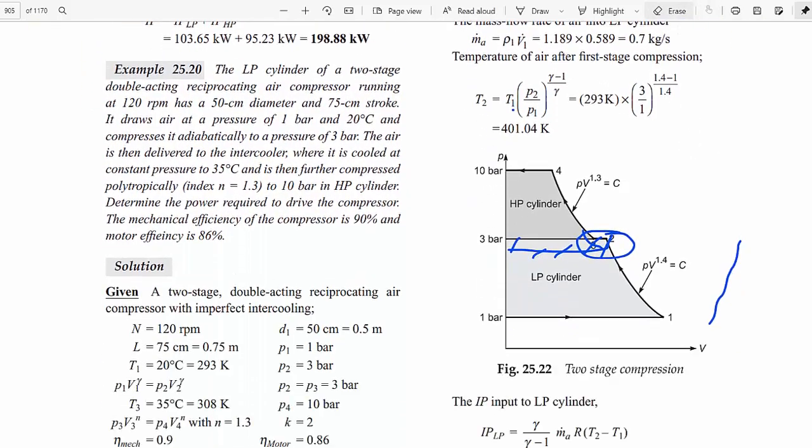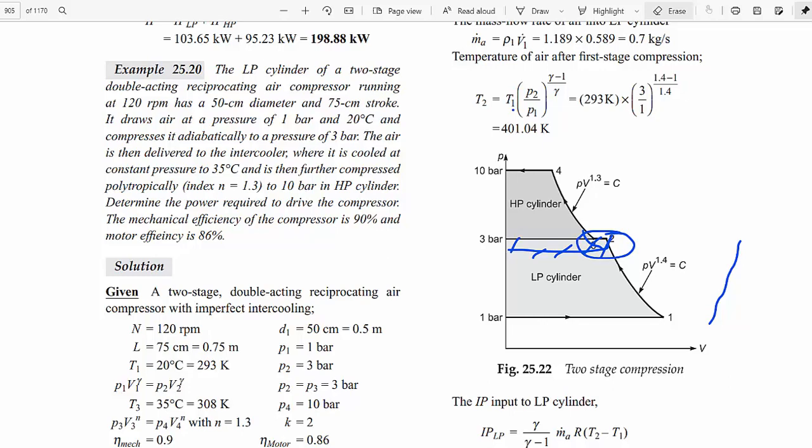This is the PV diagram for that problem. Here two stage means LP and HP. LP stage is 1 to 2 and HP stage is 3 to 4. P2 equal to P3 is based on the concept of the perfect intercooling process. Therefore, 1 to 2 is one of the compressor and 2 to 3 to 4 is another one of the compressor. Let me see one by one.